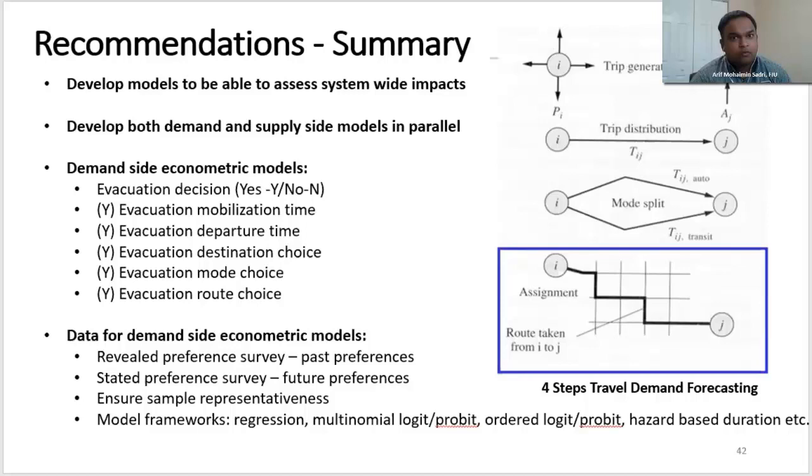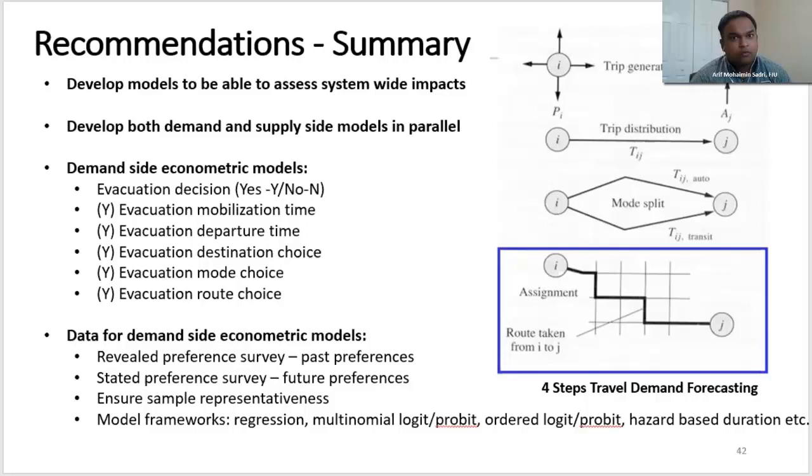So there are a lot of straightforward modeling frameworks available in the literature. We can run regression, multinomial logit, depending on the data. For example, ordered logit and probit, if you are dealing with preferences of people, ordered data. So once you have the data, you can predict that. That's straightforward, but we have to ensure sample representativeness.